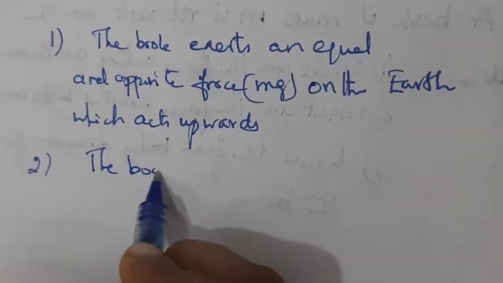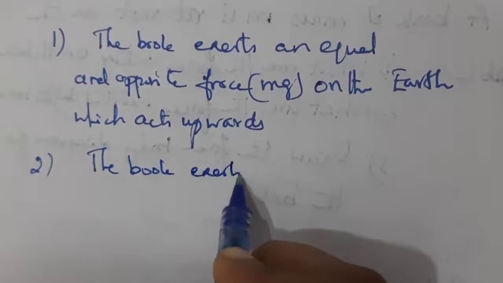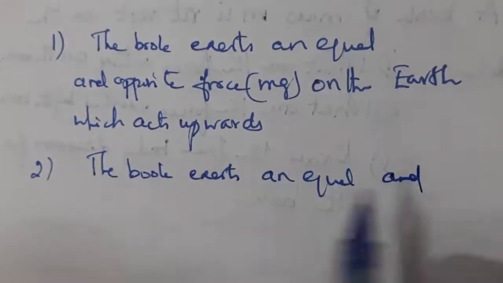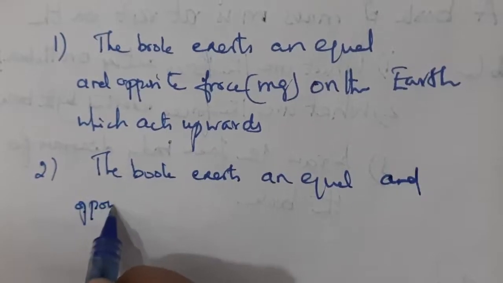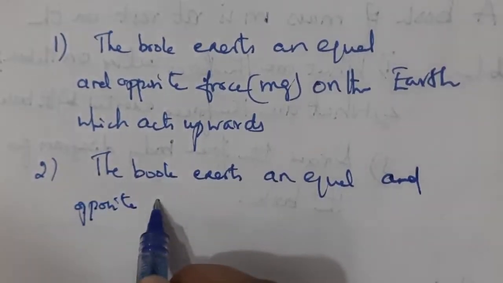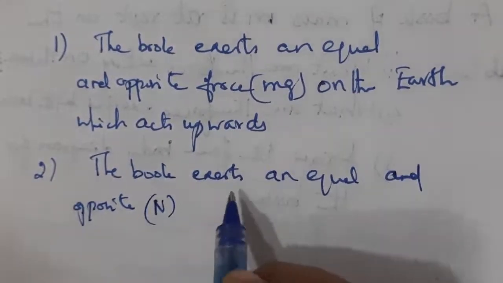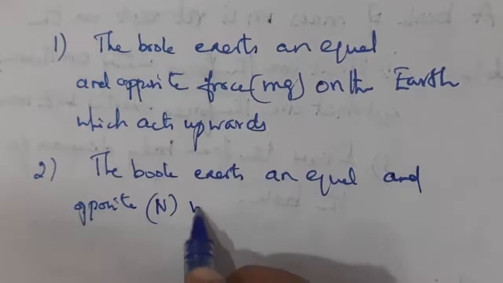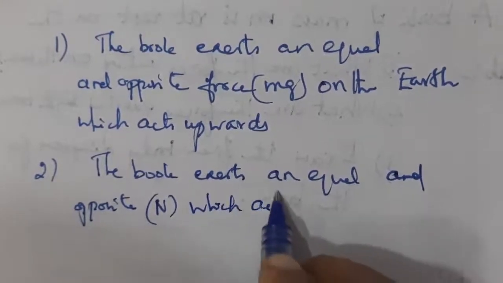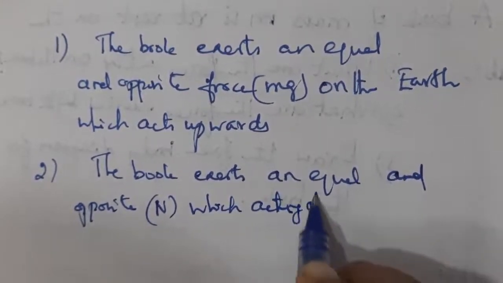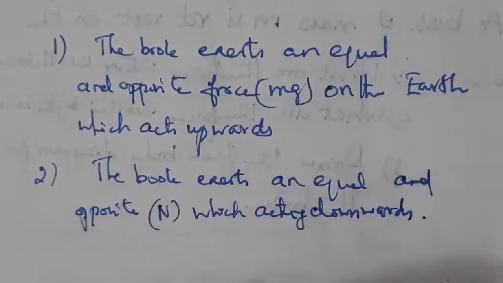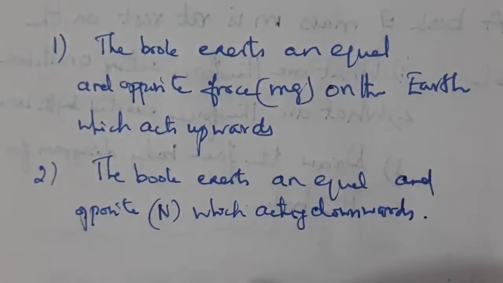The book exerts a force equal and opposite to the normal force on the surface of the table, which is acting downwards. So these are the two reaction forces.